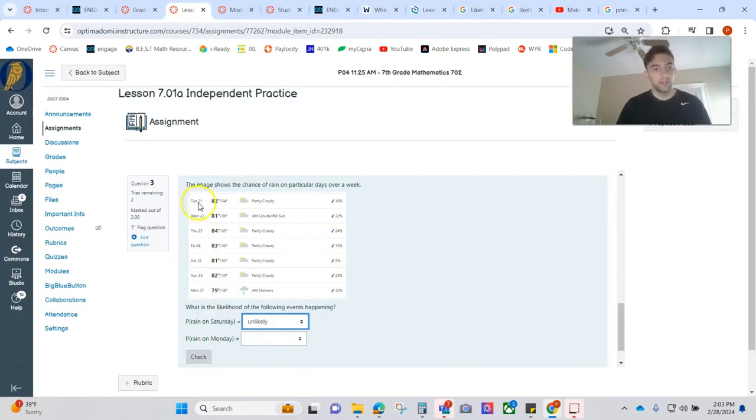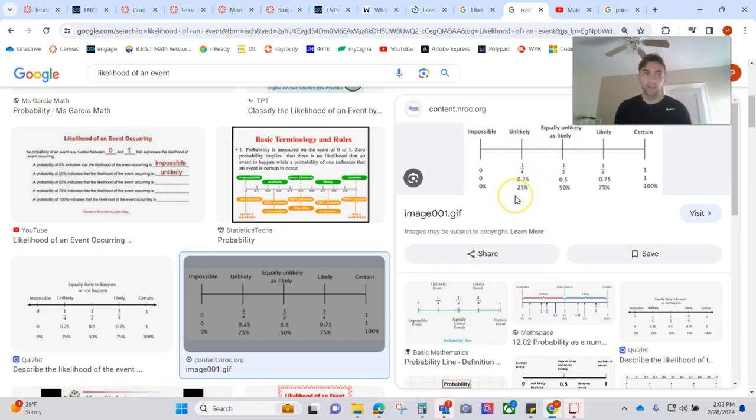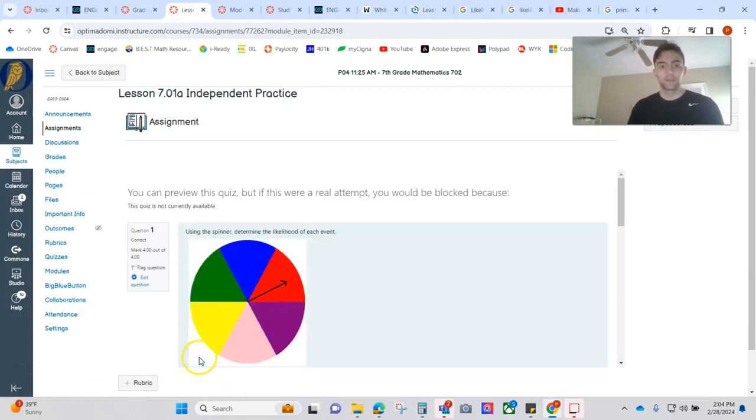Probability that it would rain on Monday. 32%. So there's a 32% chance that it will rain on Monday. So that's not impossible. It's not certain. It's still less than equally unlikely as likely. So I think a 32% chance of rain is still unlikely, even though it's more than the 25 that the picture shows. Since we don't have any other more specific words, we just say it's unlikely. So both of these, I think, are unlikely.